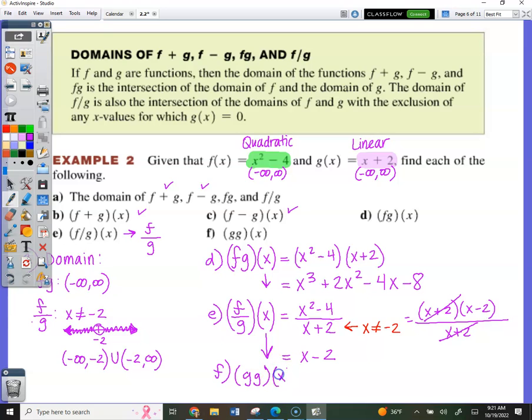Which looks weird, but it just means take function g and multiply it by function g. Well, that's the standard binomial times the binomial. So first outer inner last, and I have run out of room, so I'm going to combine my like terms all in one step. First would be x squared, outer would be 2x, inner would be 2x, so that's 4x, last would be 4. Are there any fractions or square roots along the way in that one? No. So are there any restrictions? No. So the domain for g times g is all real numbers.